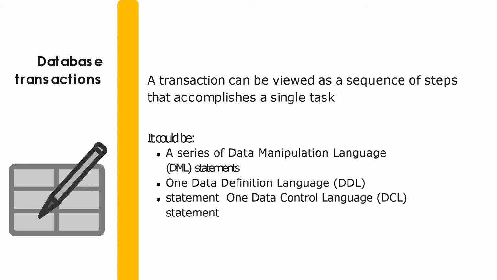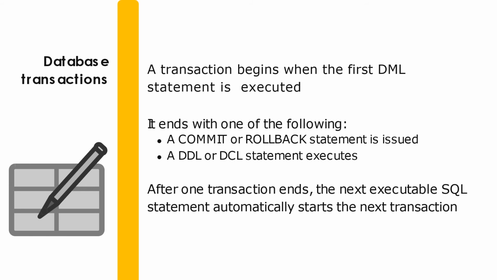Database transactions can be viewed as a sequence of steps that accomplishes a single task. It could be a DML, DDL, or DCL statement. A transaction begins when the first DML statement is executed. It ends with one of the following: either a commit or rollback, or a DDL or DCL statement executes. After one transaction ends, the next executable SQL statement automatically starts the next transaction.